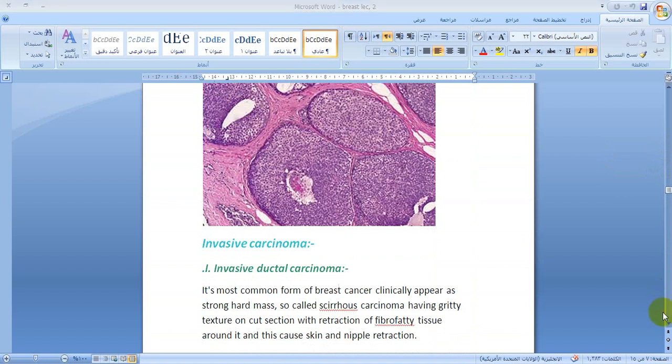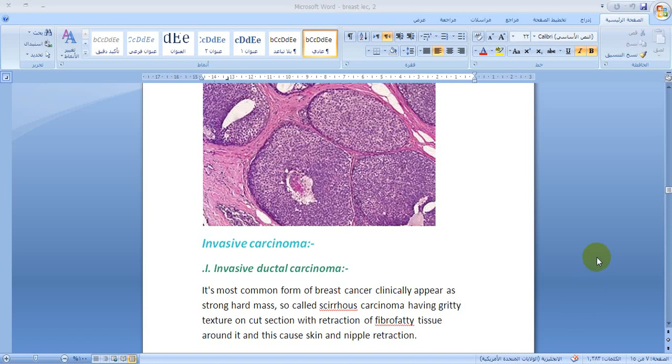invasive ductal carcinoma هي the most common form of breast cancer. Clinically appear as strong hard mass. يعني الفيميل تجي تقول لك أنا جاي أحس أكو فد ماس in breast وأحسها solid hard مثل الصخرة. It's called scirrhous mass صخرية having a gritty texture on cut surface.